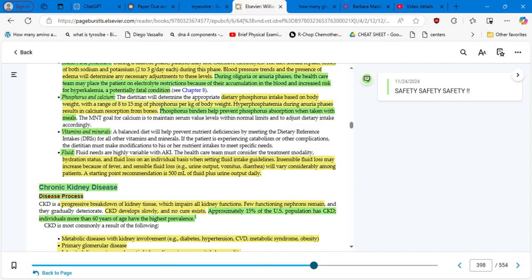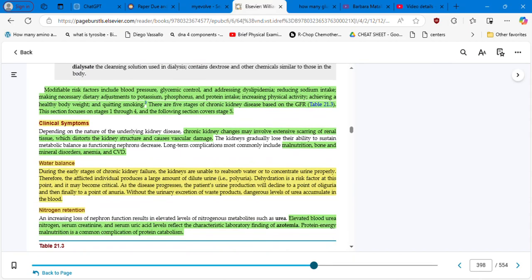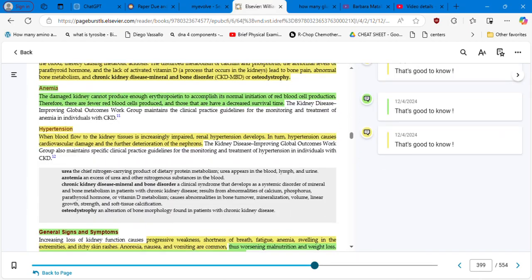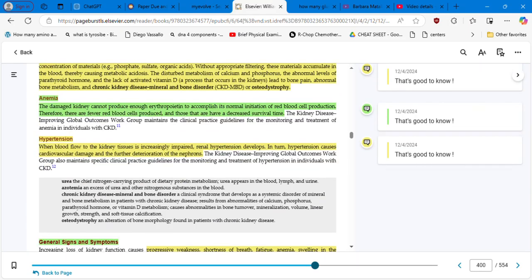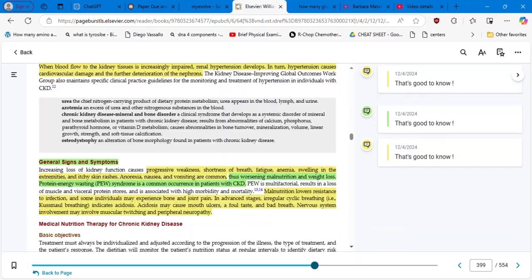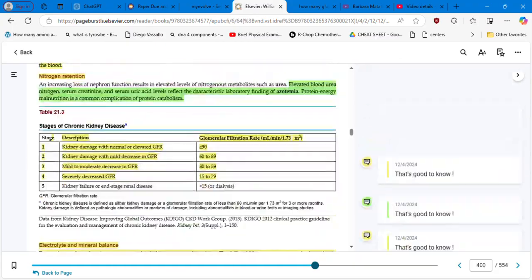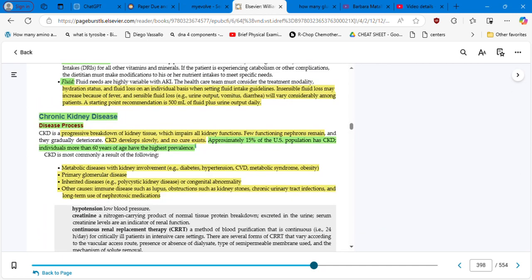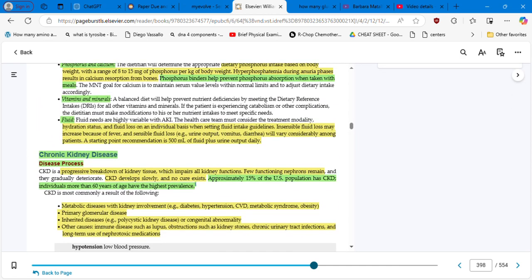So now we are going to enter into chronic kidney disease, right? And when we come back, we're going to stop here, okay? And then when we come back, we are going to check chronic kidney disease.